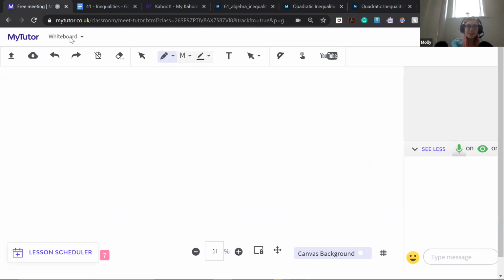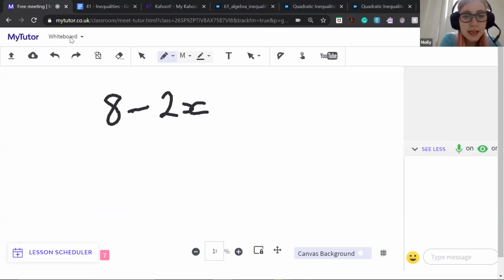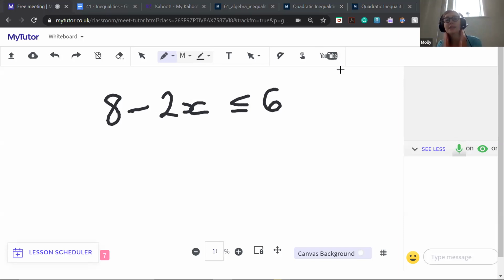Let's solve the inequality. 8 minus 2x is less than or equal to 6. Okay, give this one a go. Let me know what you get. You can just write it when you type it, just write greater than if you need to. I know that you'll mean less than or greater than or equals to.